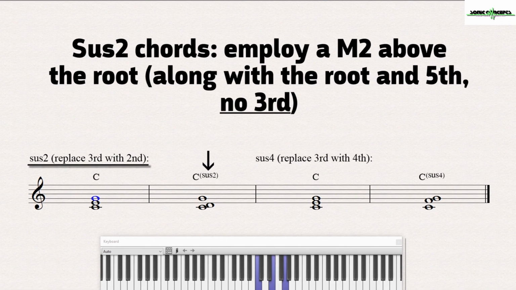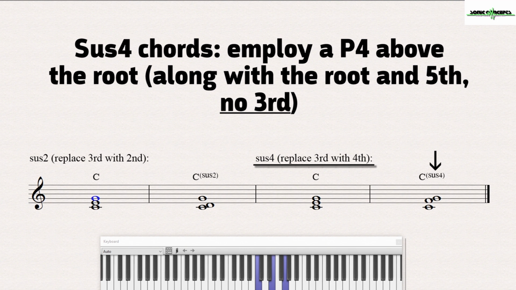Sus2 chords employ a major second above the root along with the root and fifth, while sus4 chords employ a perfect fourth above the root along with the root and fifth.